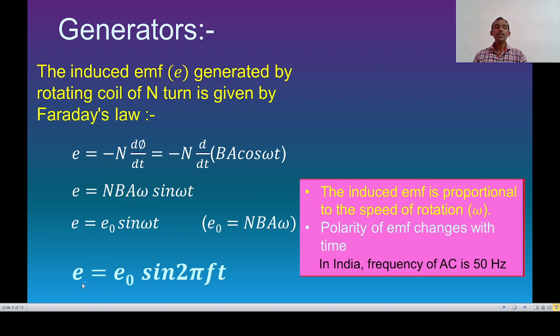That is, the EMF changes its direction with respect to time. And in India, the frequency of alternating current is 50 hertz. That is, it changes its direction 50 times in 1 second.